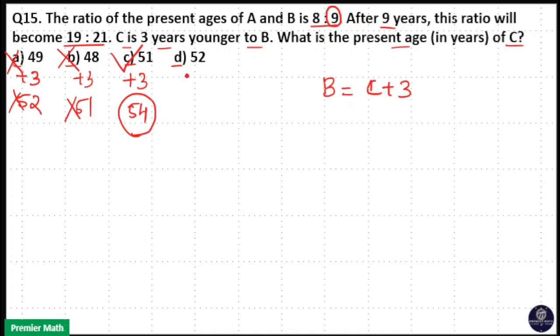Even if you check option D, 52 plus 3 is equal to 55. 55 is not divisible by 9. So, option D is also eliminated. So, here option C, 51 is your answer. The present age of C is equal to 51. So, the present age of B is equal to 51 plus 3, 54.